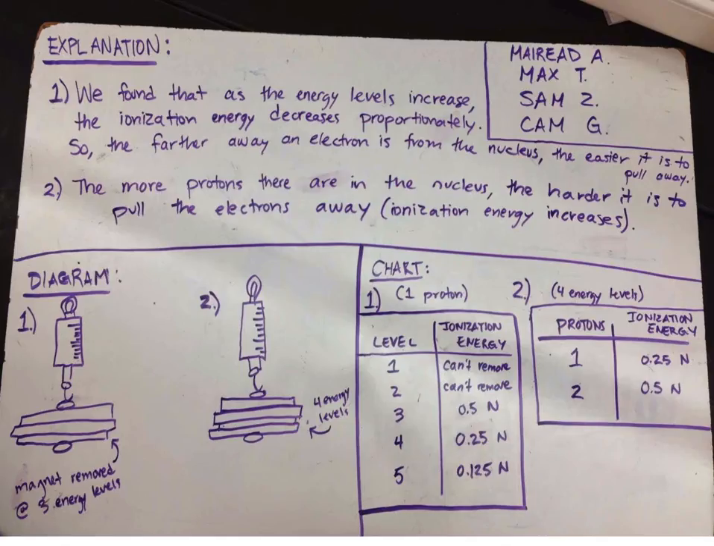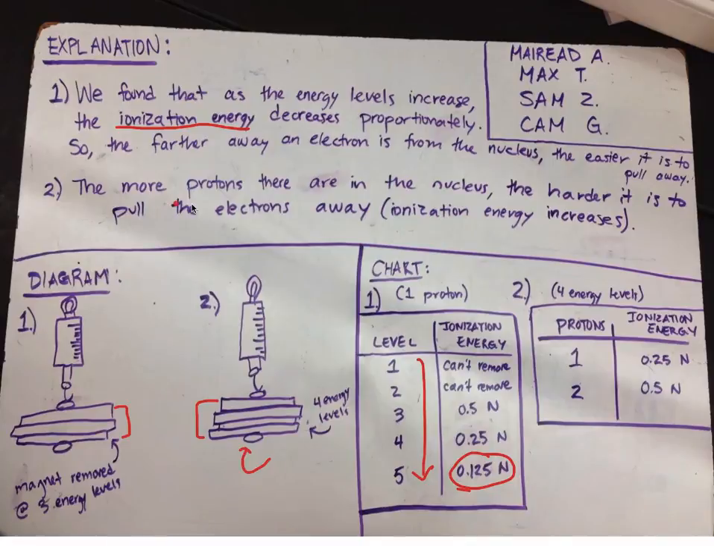And I really love this group's work. They found that as the number of pieces of cardboard increases, the energy it took to remove that magnet, or the ionization energy, decreases. And you see this here with our chart. As the number of energy levels increases, the force here went down from nothing they could even measure to 0.125 newtons. You see it here with 3 pieces, and now they have 4. It's going to be easier to remove that magnet.